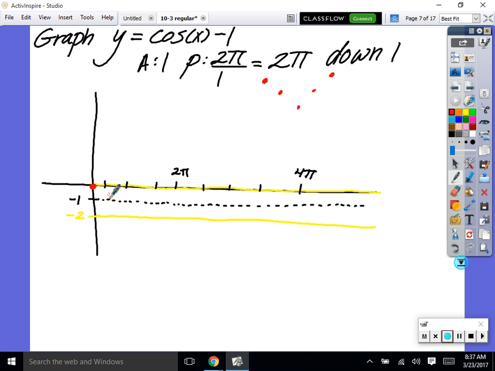Then the next point, the 0. The next point, the min. The next point, the 0. The next point, the max. So I've drawn in one cycle for cosine there, and then obviously it's going to bounce and come back down. So then max, next point 0, next point min, next point 0, next point max of the amplitude.